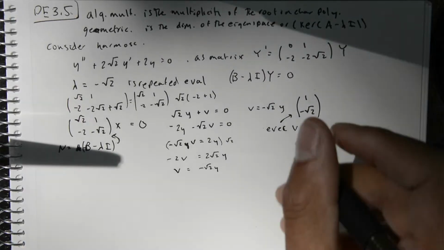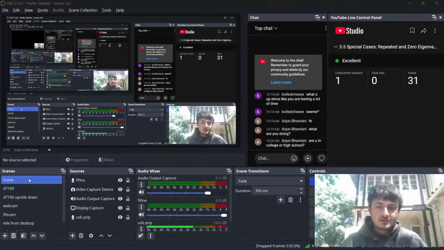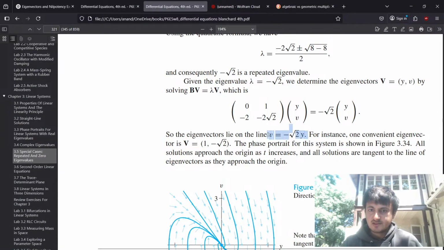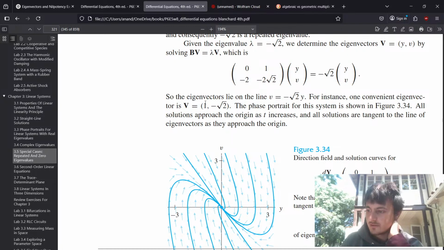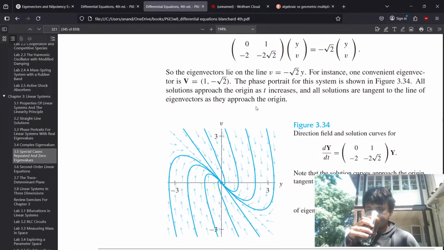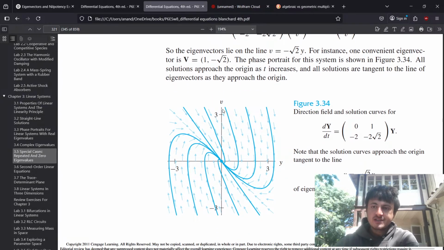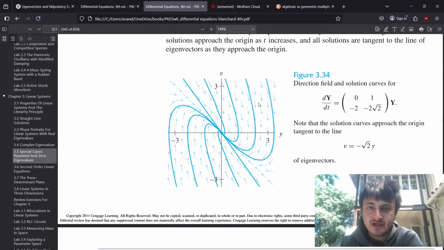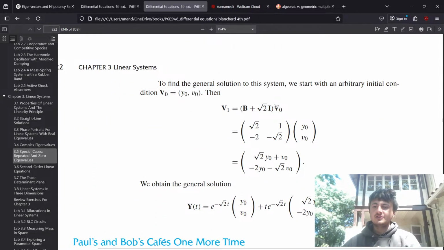Or actually, what do they call it? Do they call it v1? I think they do call it v1. Okay. So this makes sense. This line. For instance, one convenient eigenvector is 1, minus root 2. That's what we just did. The phase portrait for this system: all solutions approach the origin as t increases, and all solutions are tangent to the line of eigenvectors as they approach the origin. To find the general solution, all right, so let's figure out the general solution.